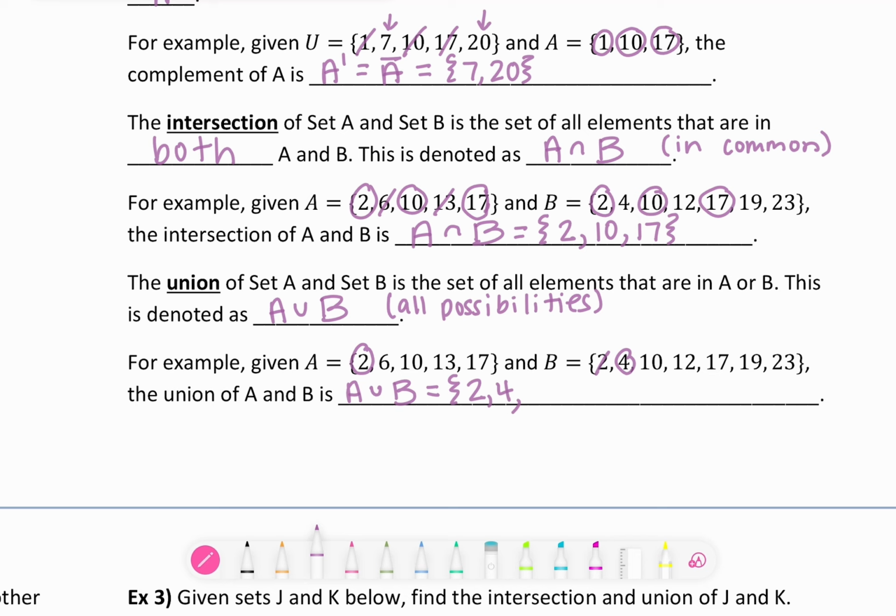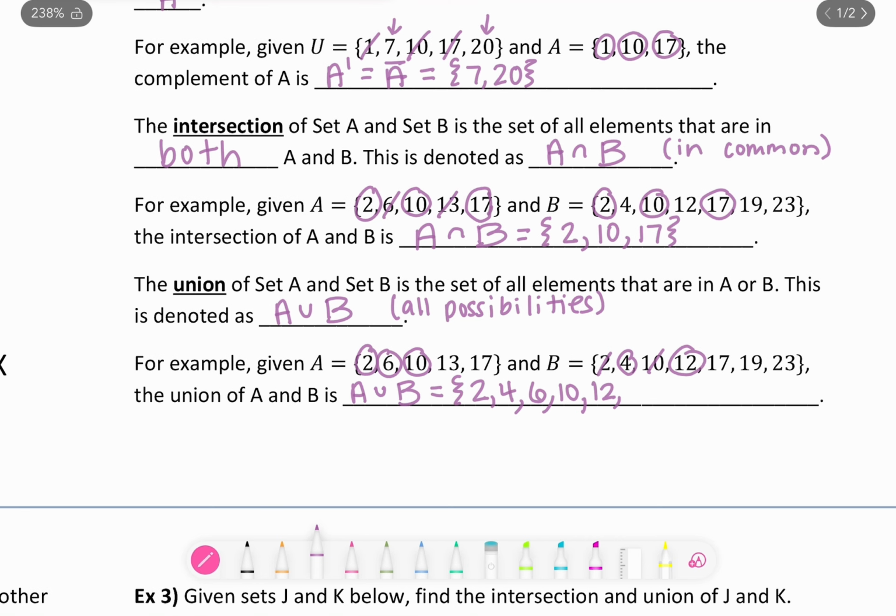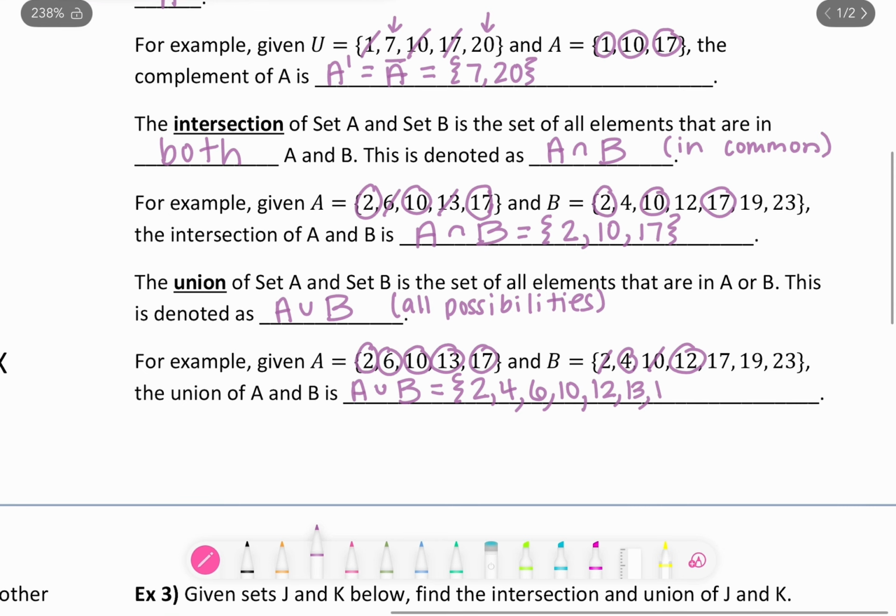There's no 5, but there's a 6 in A. There's no 7, no 8, no 9, but there is a 10. It shows up in both, but I only write it once. There's no 11. There is a 12, though, in B. There's a 13 in A. There's no 14, no 15, no 16. There's a 17 in both. I'll only write it once.